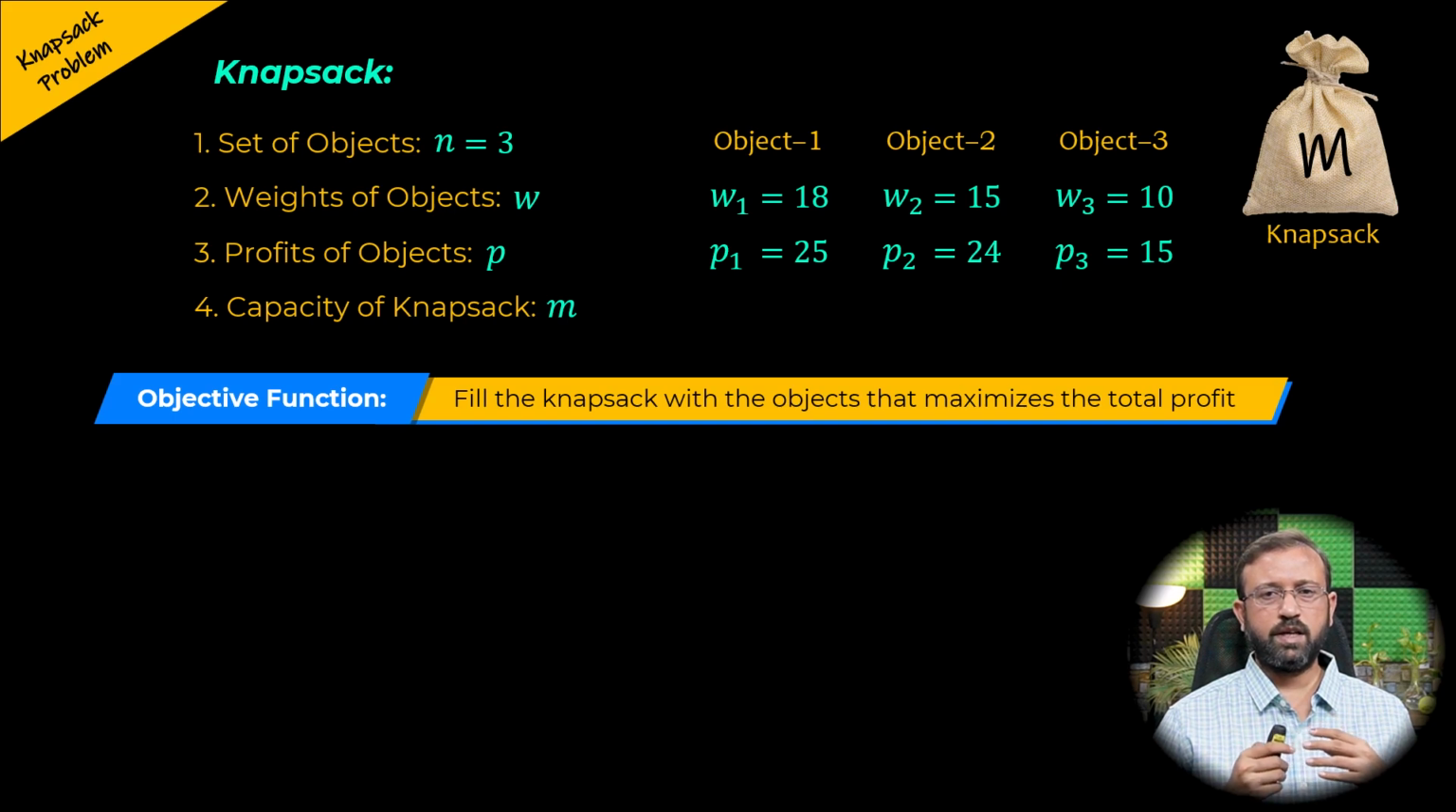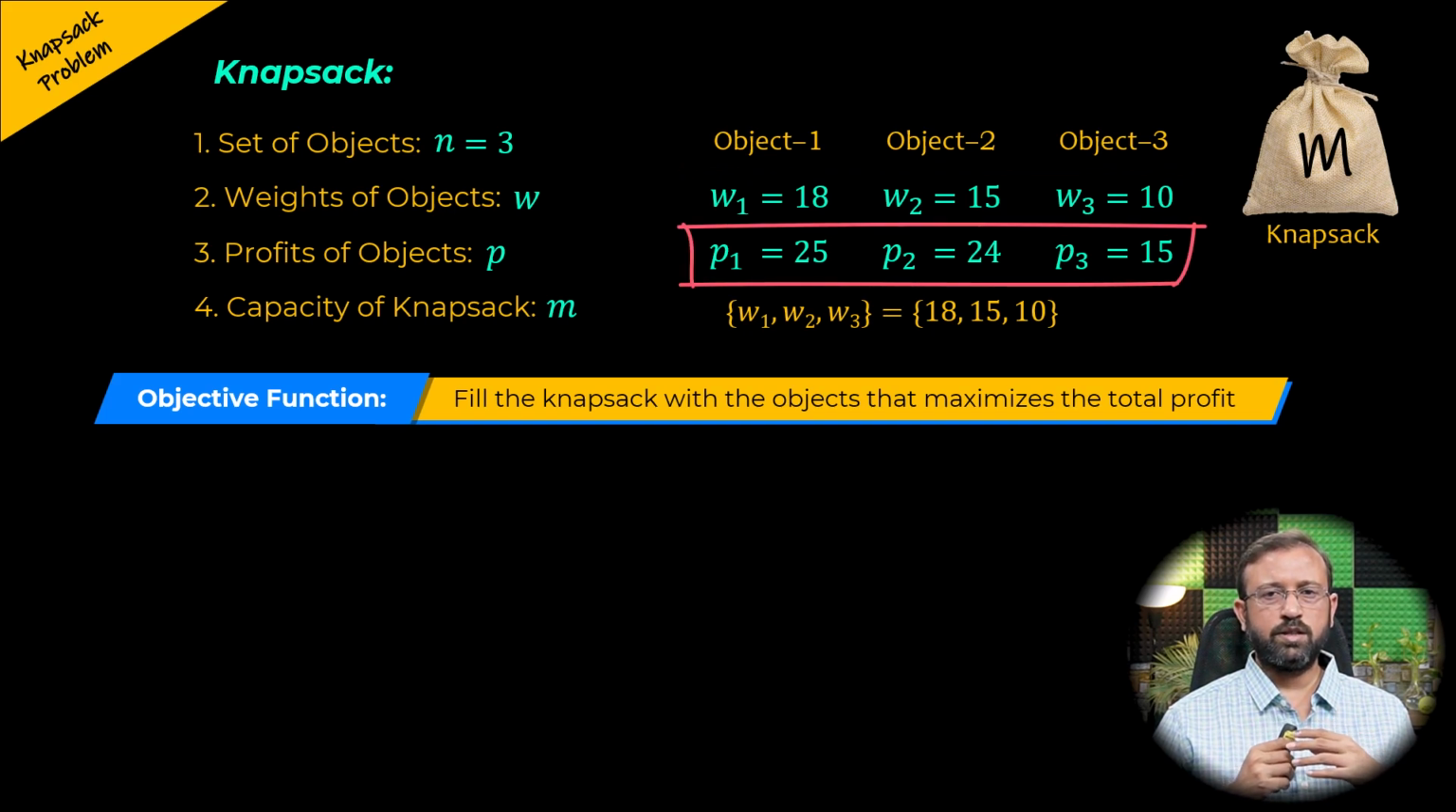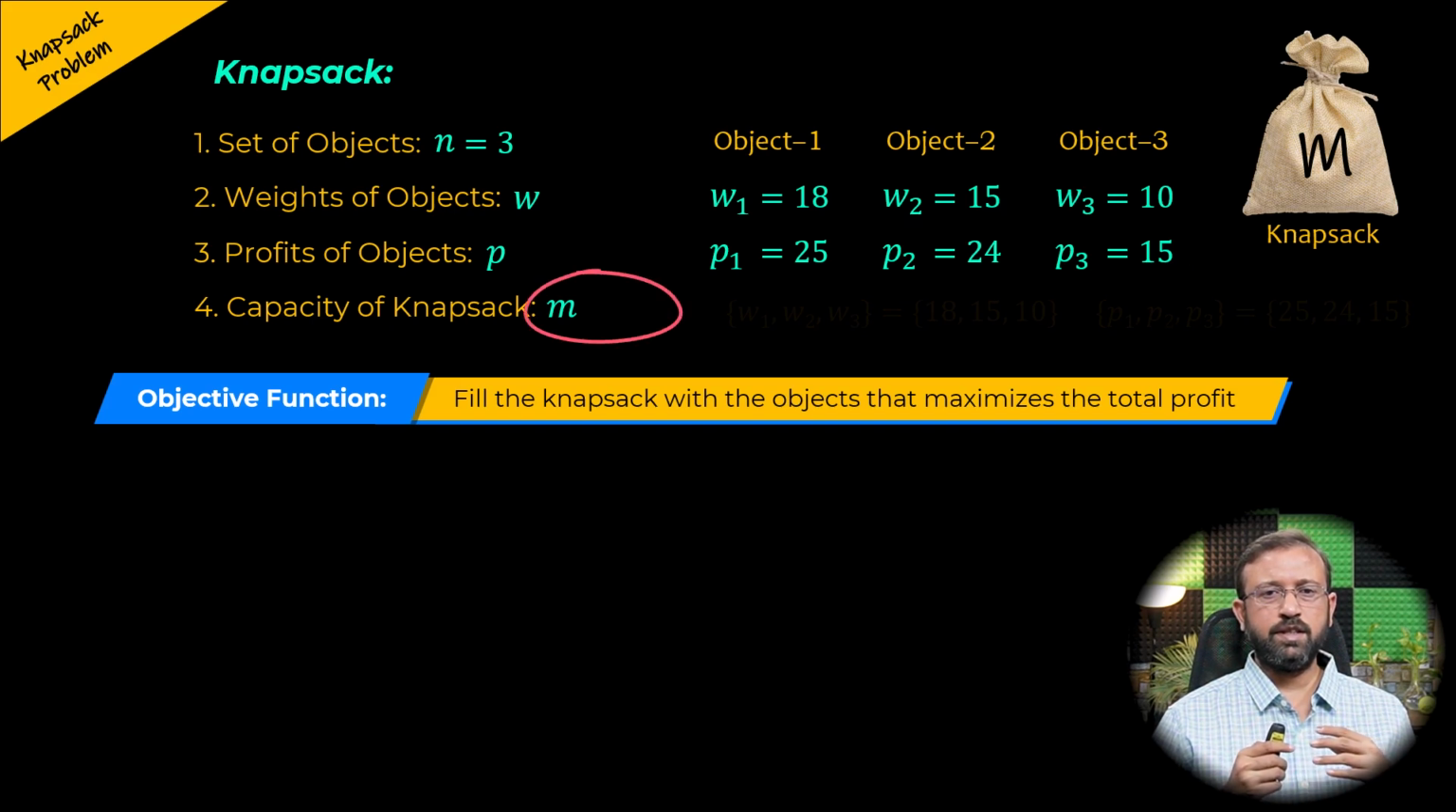Here, as an example, we are using weights in kgs, but the weight can be in gallons, liters, or any unit, or we can simply say that W1 is 18, W2 is 15, and W3 is 10, without specifying the unit of measurement. In the same way, the profit we are using is in dollars, but the profit can be in any currency, or we just say that P1 is 25, P2 is 24, and P3 is 15 without specifying the currency. Then let us consider the capacity M of the knapsack is 20.